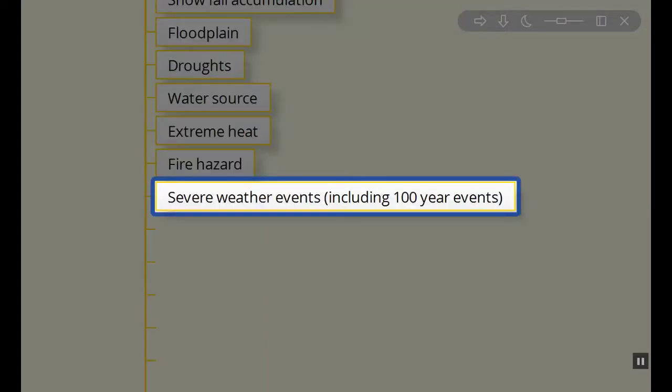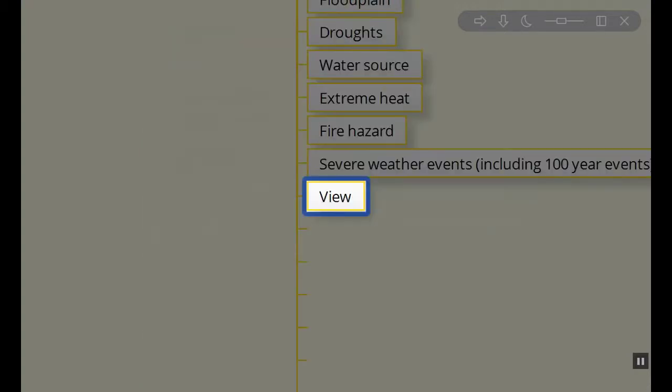Severe weather events, these include those 100-year events. You need to talk to the people around. You need to go into the history records in your town area.